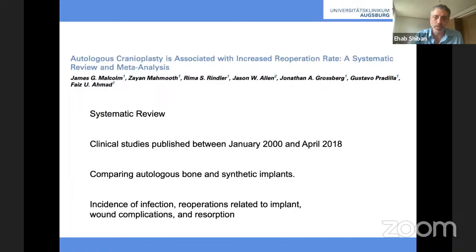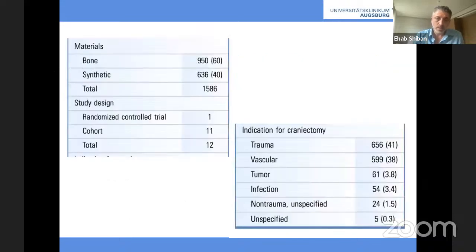So looking at the data, this is one systematic review looking at all the published data between 2000 and 2018, comparing bone to synthetic implants, looking at infection, resorption rates, and wound complications. Here you see that most patients, 60%, had bone, and 40% had synthetic material.